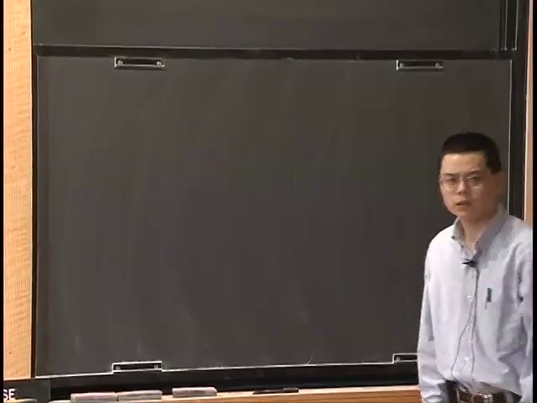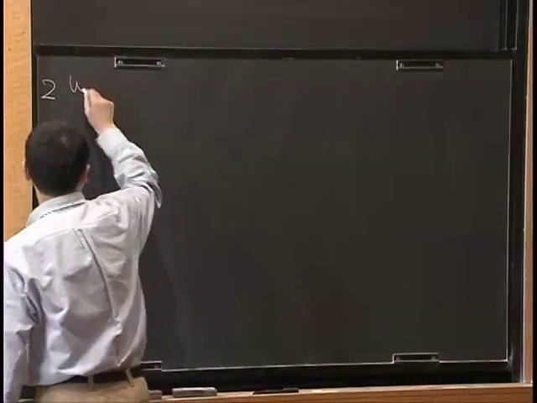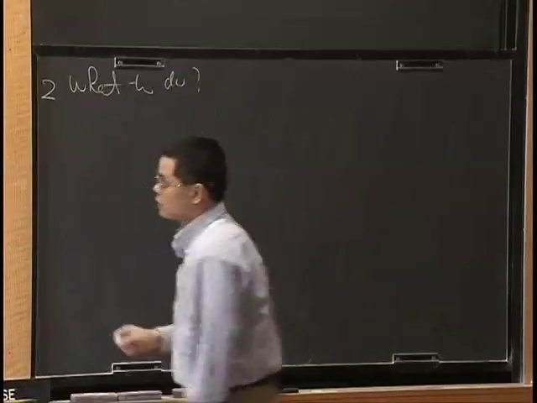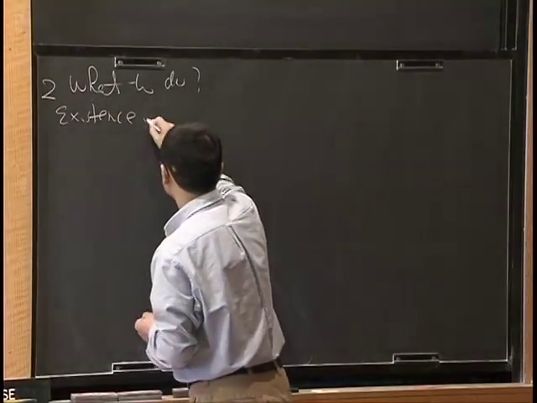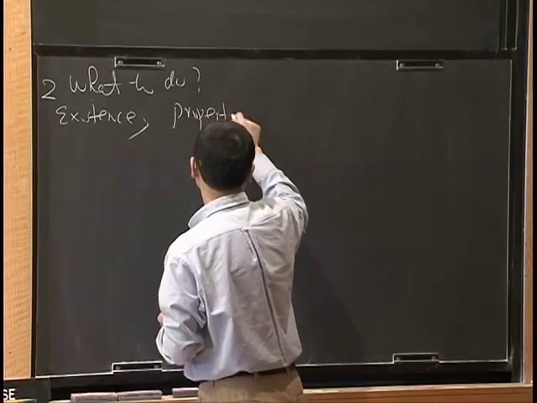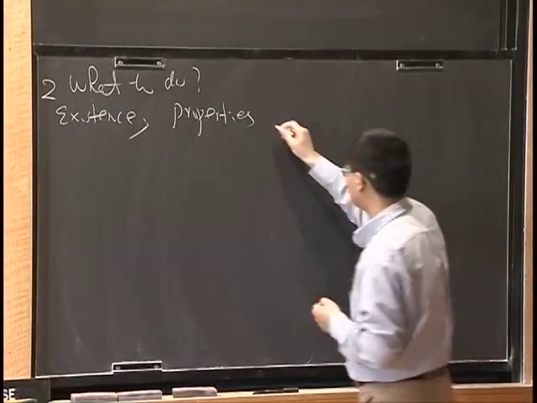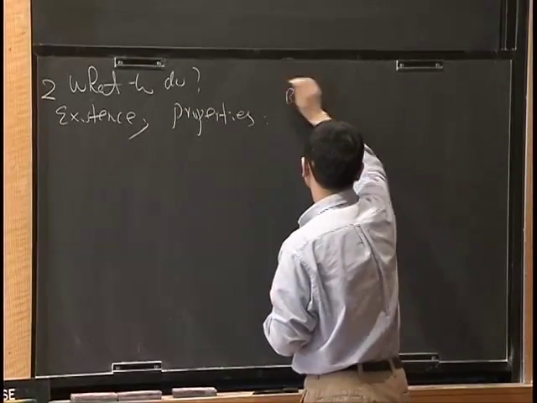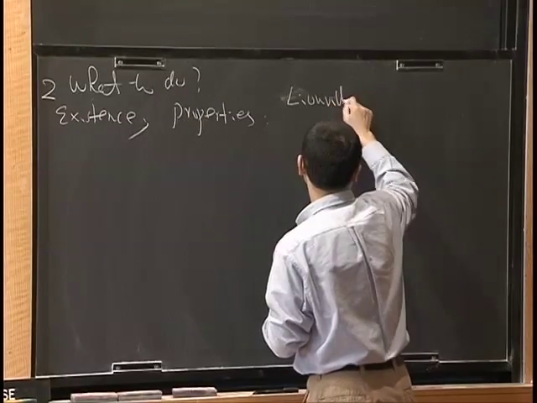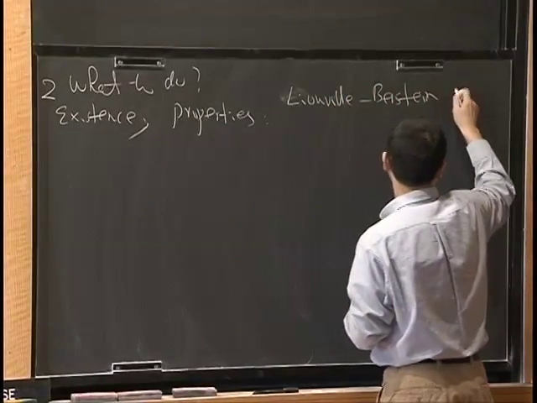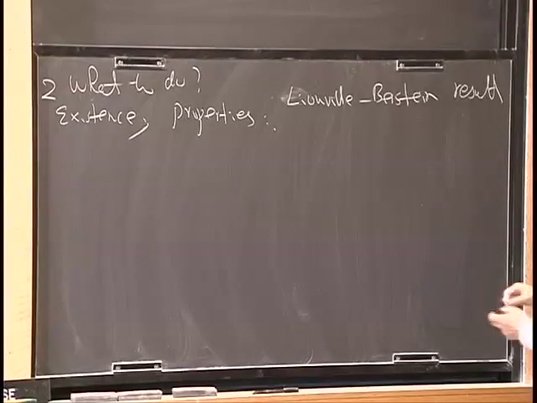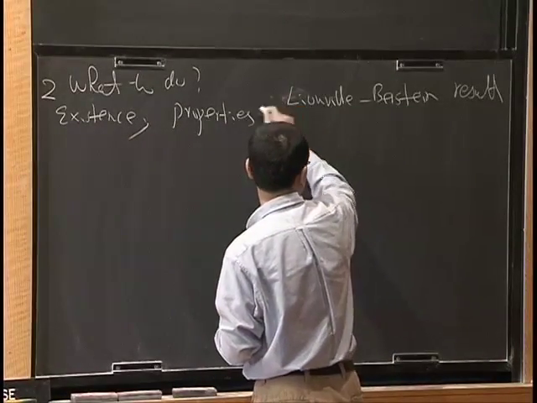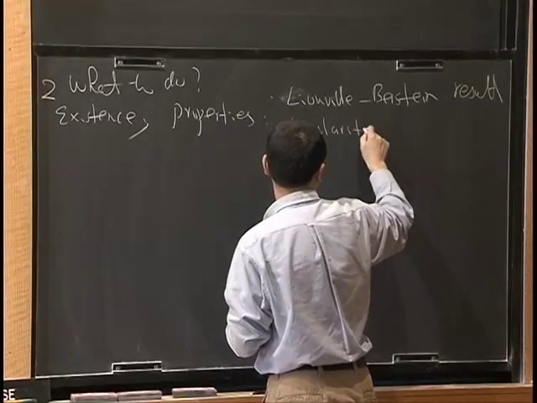So that's enough of the background. It's too much time. So what to do? So we have those equations. The immediate action is you try to solve it. Existence. After we solve it, we want to talk about some properties. Global rigidity, Bernstein, Liouville, Bernstein type results. And also some regularity of the weak solutions, for example.